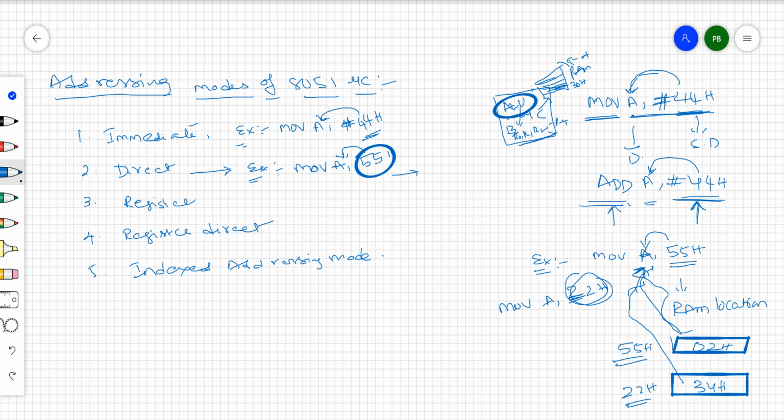That is the reason. While executing this particular instruction, for the source data, the controller is accessing one location in the RAM. That is the reason this is called the direct addressing mode, right?